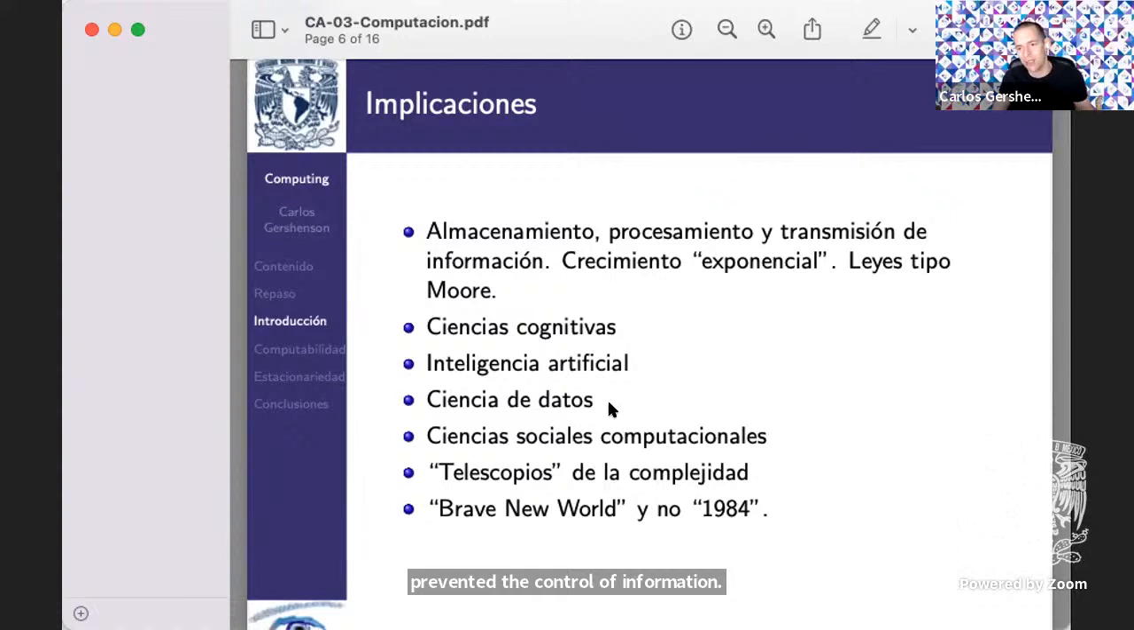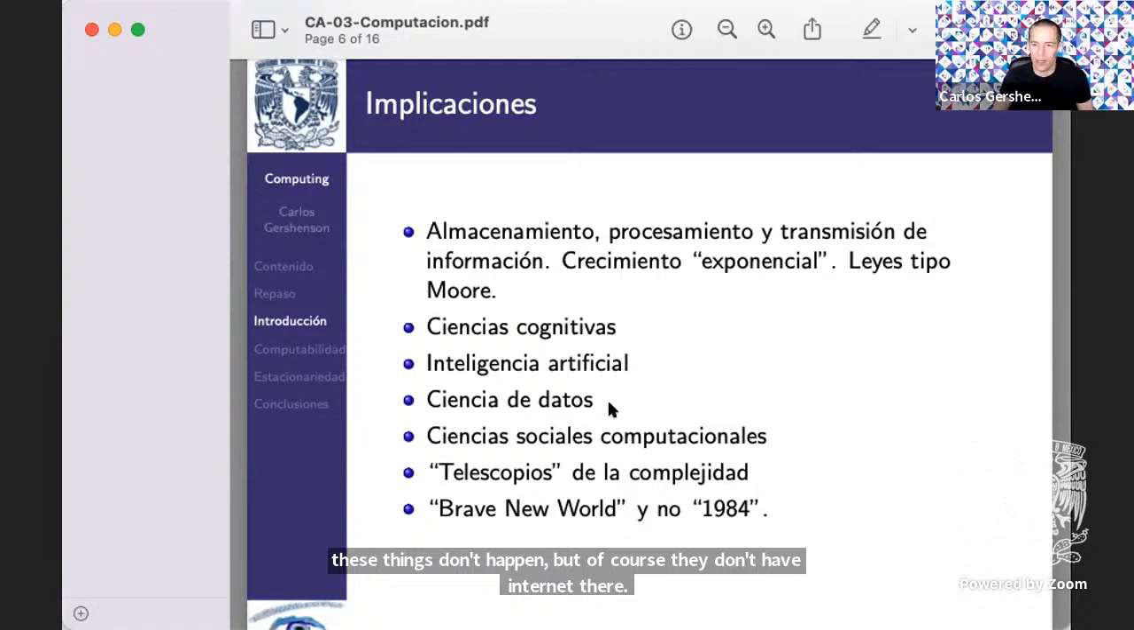And of course, there's always a threat that some information will be hidden or controlled, not necessarily by the state, it could be by whoever, but society is making efforts not to reach such scenarios. And yeah, North Korea, we could say that's one case where this didn't happen, but of course they don't have internet there. Yeah, I mean, we could argue more about that.